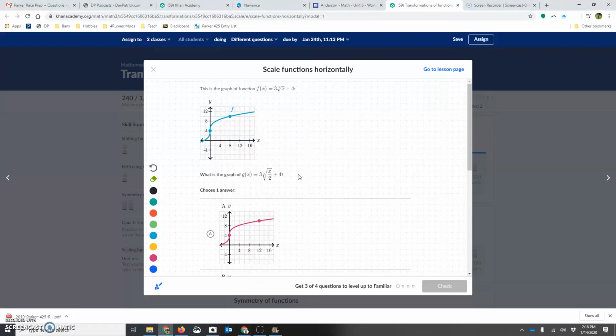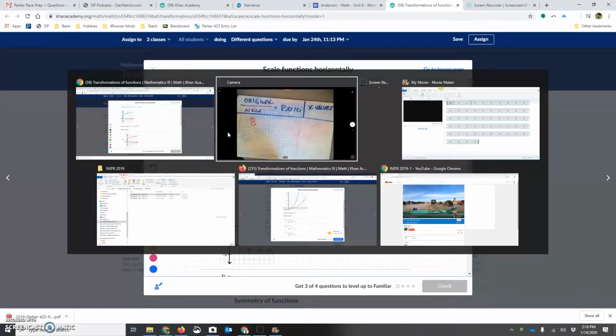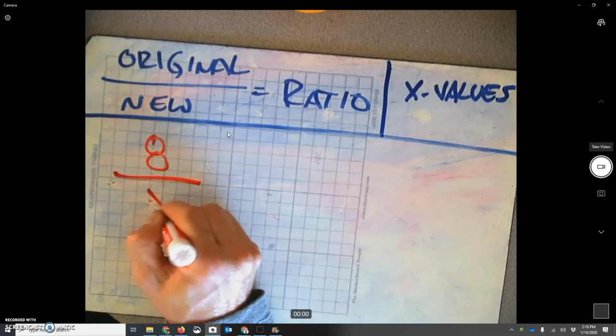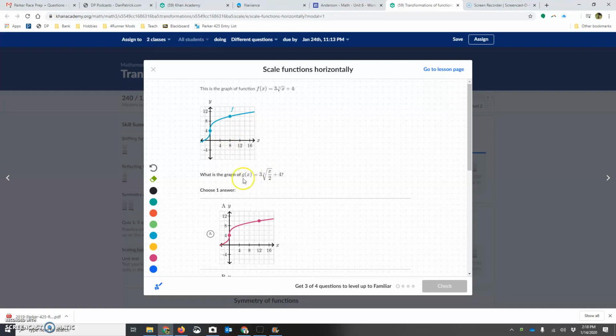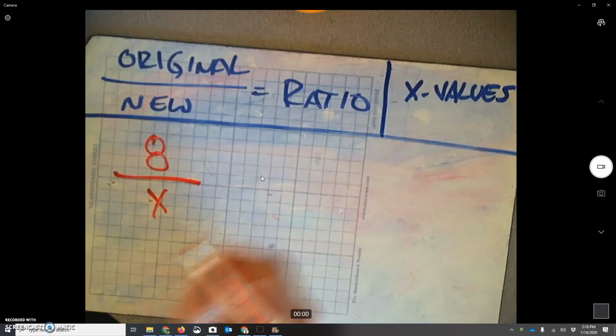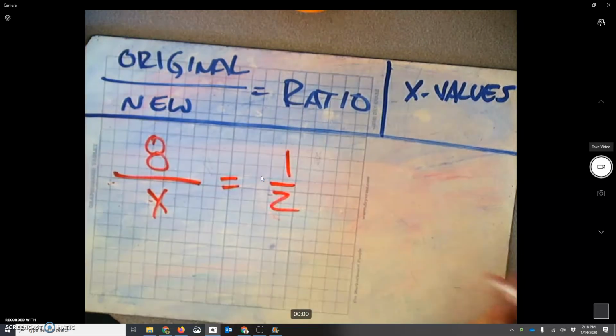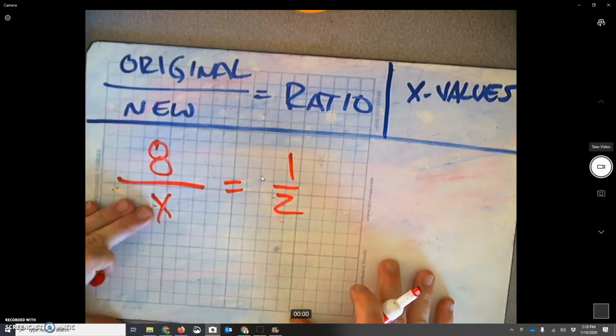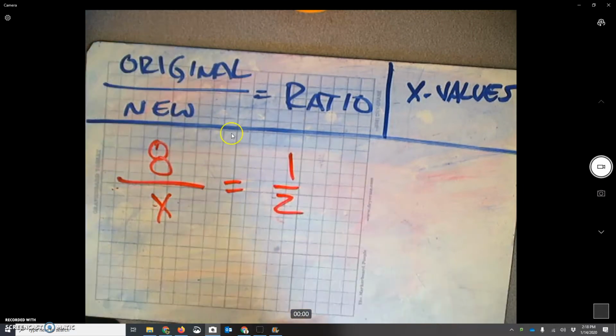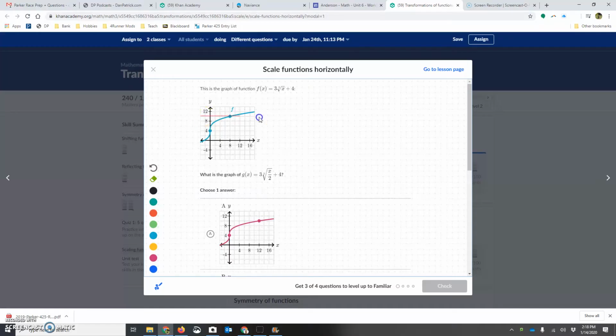So going back to our question, our point, our x value is at 8. So I'm writing 8 as my original. Our new value is what is unknown. They're asking us which is the graph. So we're going to try and find our new value. And our ratio is 1/2 because it's divided by 2. Okay, so now we have this. We got to solve for x. So we know what our new x value will be at y equals 10.